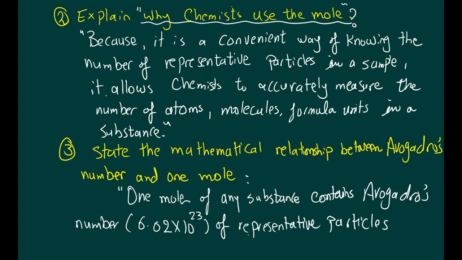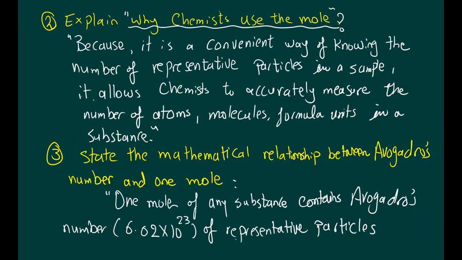Explain why chemists use the mole. Because it's a convenient way, a simple method, to know the number of representative particles in a sample. It allows chemists to accurately measure the amount of atoms, molecules, and formula units in a substance.